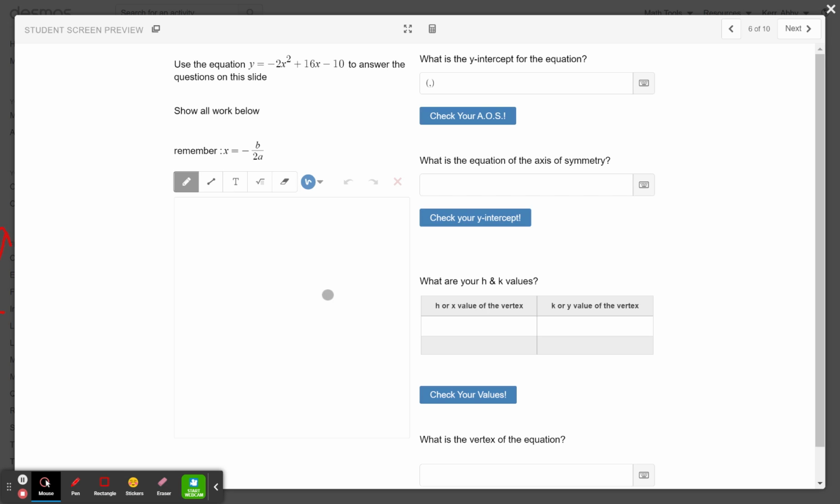Okay, we want to be careful here. Our A value is already negative. We have to remember that negative sign. Our B value is positive, and our C value is -10. Let me make sure I have enough room. There we go. All right, my y-intercept is my C value, so it's 0 comma -10.